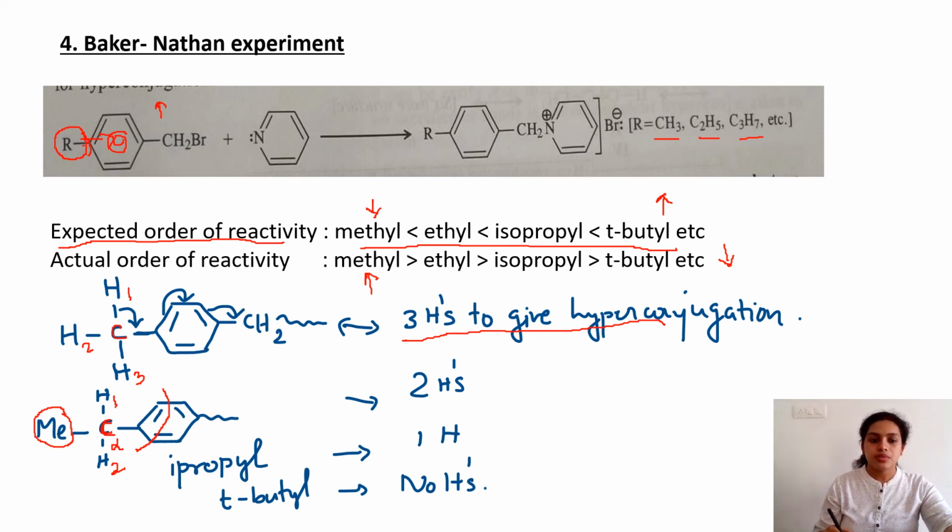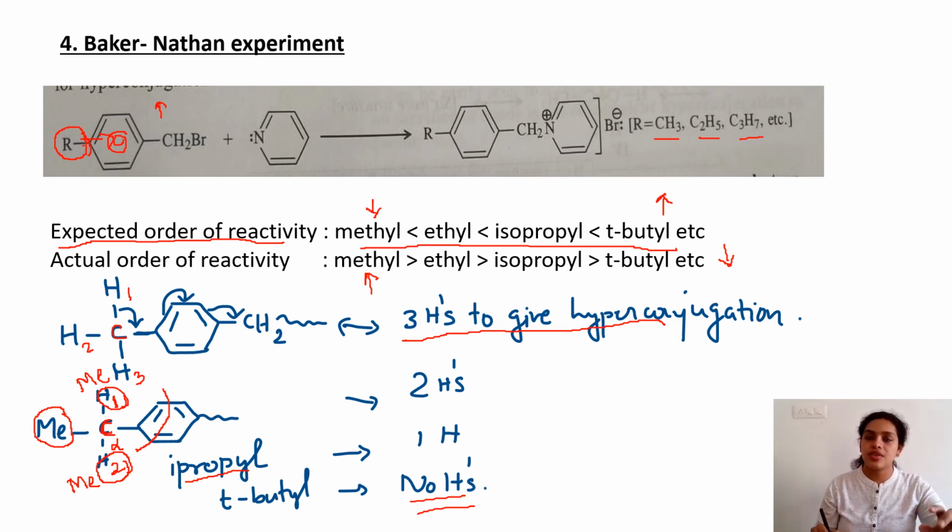And now we can see that in the case of isopropyl group, the H2 is replaced by another methyl group, and as a result, there is only 1 hydrogen atom which is capable of undergoing hyperconjugation. Okay, so again decreased. And now see the last one, tertiary butyl. Tertiary butyl means H1 is also replaced by methyl group, which means that all the 3 hydrogen atoms on the carbon have been replaced by methyl groups. Therefore, there is no hydrogen atom present which is capable of undergoing this hyperconjugation.